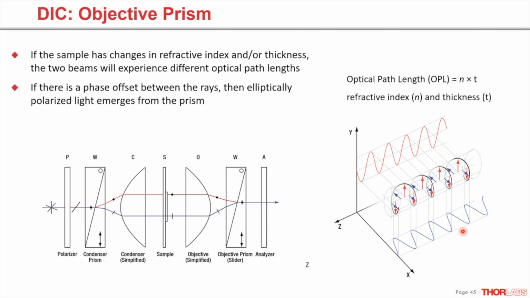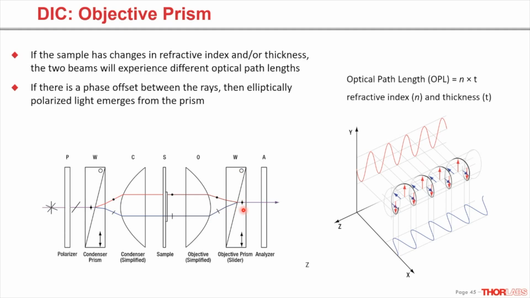So here is an example again of what phase delay of these amplitudes would look like, with these red and blue arrows representing the peaks of these propagating waveforms. And if there's a phase delay and then this second Wollaston prism aligns them, elliptically polarized light will emerge out of the second Wollaston prism.